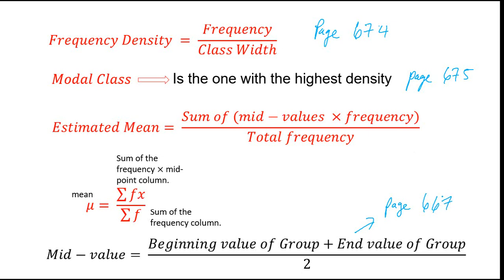These are the notes, right? Modal class is the one with the highest frequency density. Frequency density is frequency divided by class width. This formula, fd equals F over CW. People are normally confused about which one comes on top. Just remember frequency density, you must start with F on top. That F is frequency, the other one is class width. Not difficult to remember.